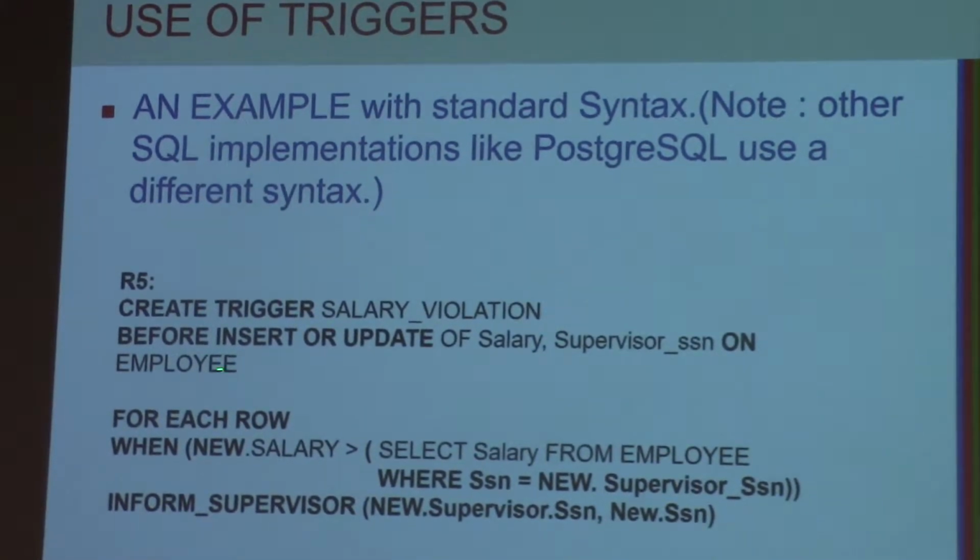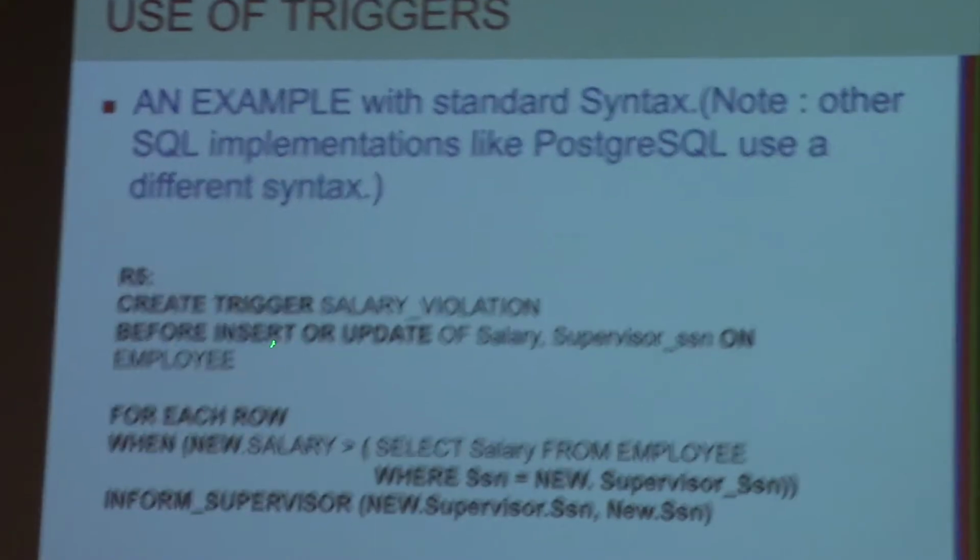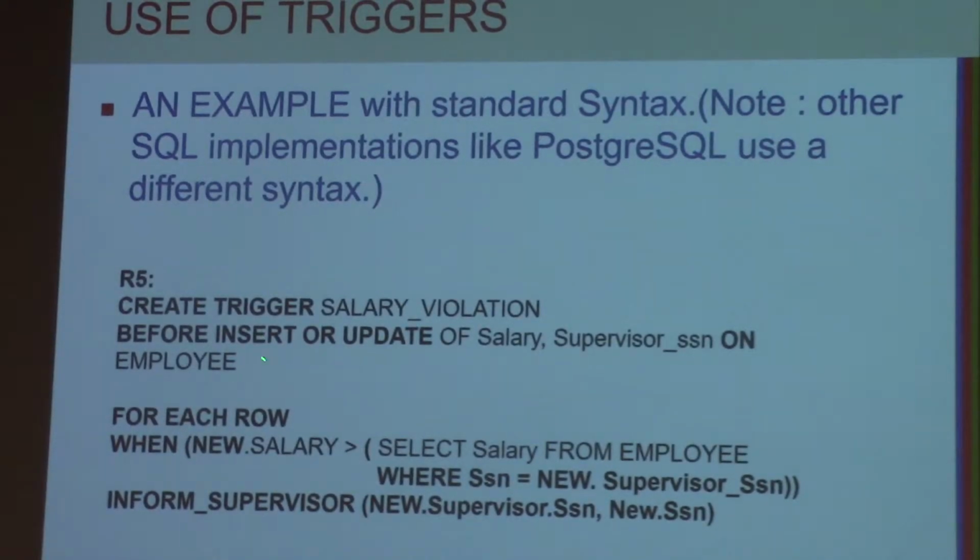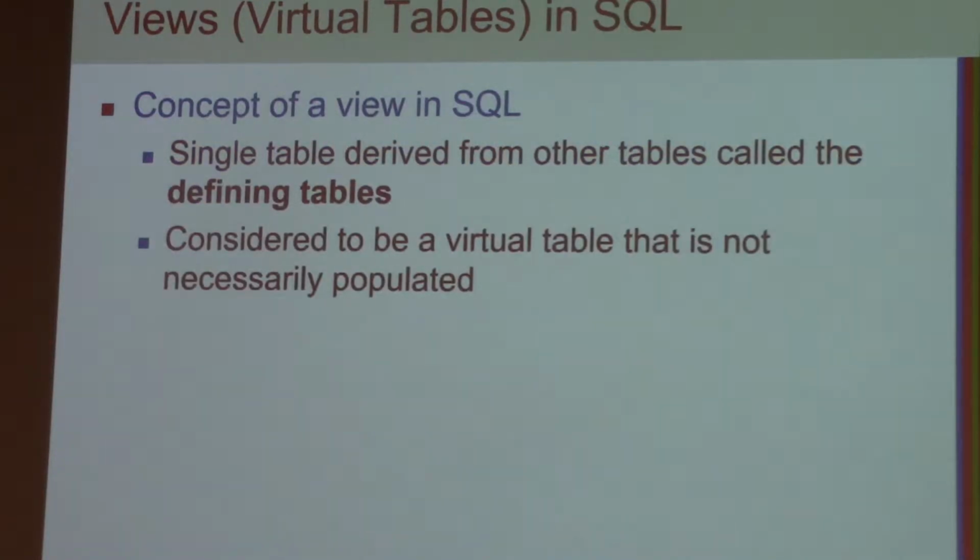So in the case of a trigger, before insert or update, you can intuitively understand what it means. The event is before the salary and the supervisor of the employee is inserted or updated. For each row, check the condition: new salary is bigger than supervisor salary or not. Then inform supervisor. Inform supervisor actually is the procedure that we are going to discuss later in the PLC course.